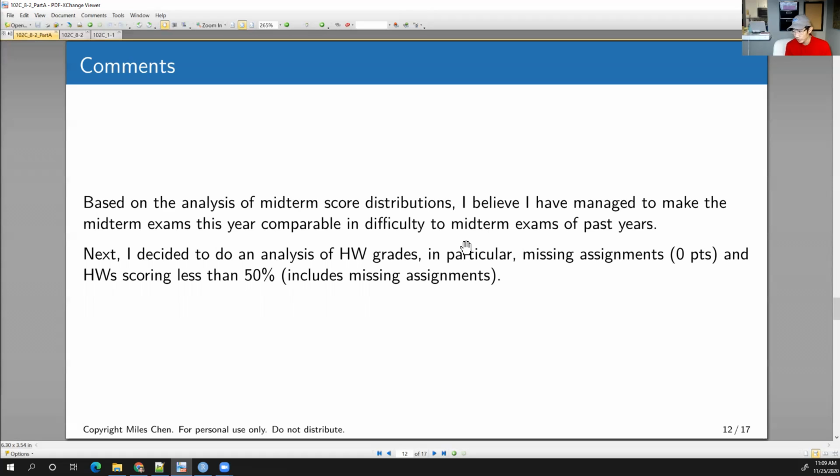So looking at homework grades, I decided to take a look at how many assignments were missing. Okay, so these are homework scores of 0. So students who just didn't turn in a homework assignment and got a 0, or homework scoring less than 50%. So these I would consider low scoring homework assignments where maybe a student made an attempt at the homework, or at least started it, but maybe only did a couple of the parts and just turned in what they had. Okay, and so I took a look at that.